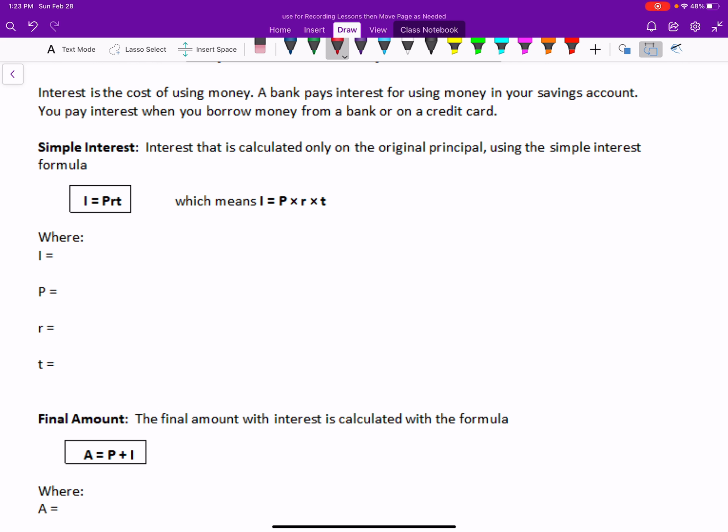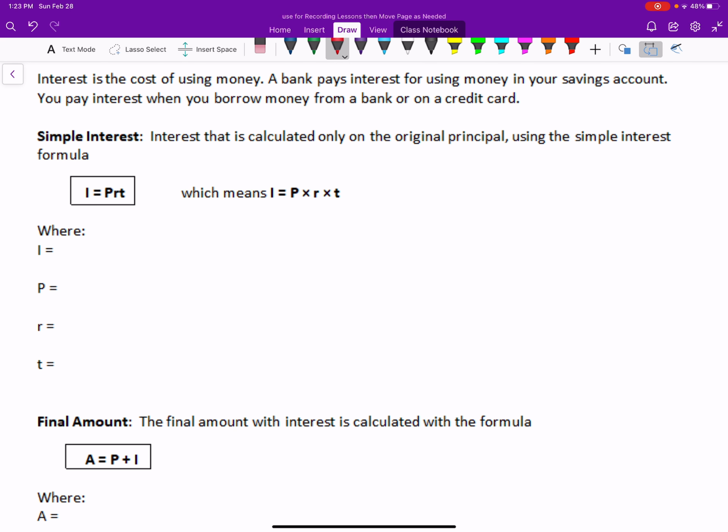Interest is the cost of using money. A bank pays interest for using money in your savings account. So in other words, you put money in a savings account. The bank then uses that money to get more money for themselves. They'll pay you interest. Very, very little interest. But in theory, they'll give you something for putting your money, lending your money to them in essence. Or if you borrow money from the bank or a credit card, then you'll pay them interest. And that will always be a lot more than what they'll give you. But anyway, it's this idea that interest is the cost of using money.